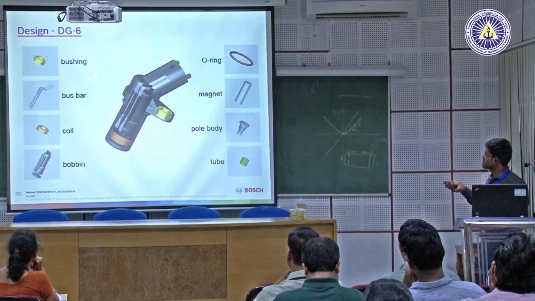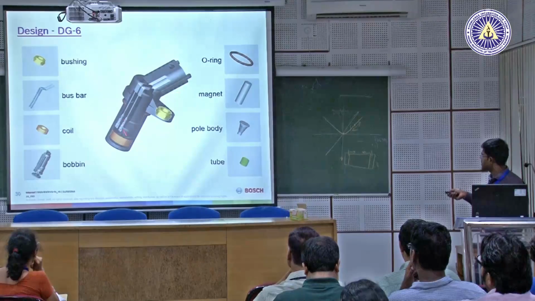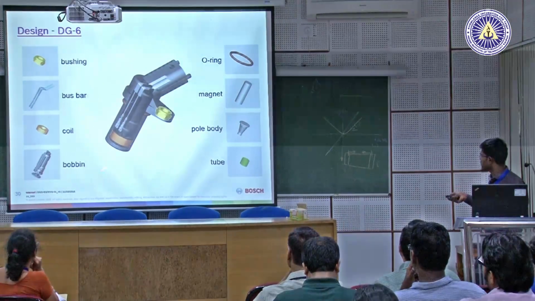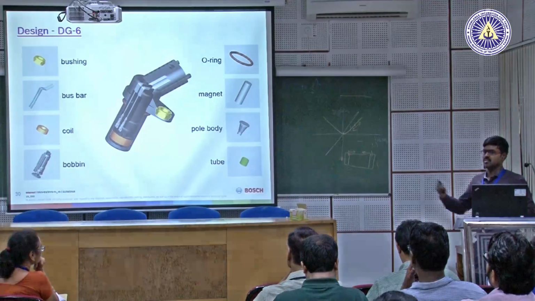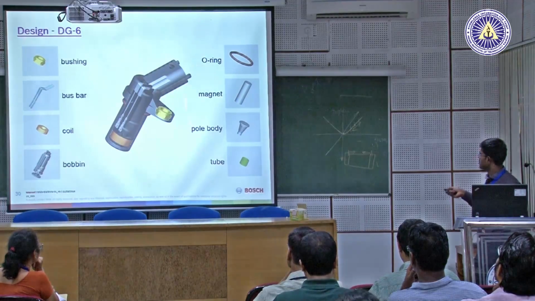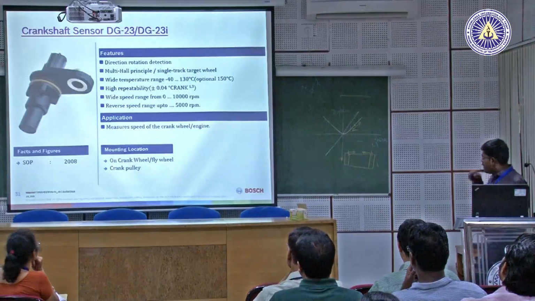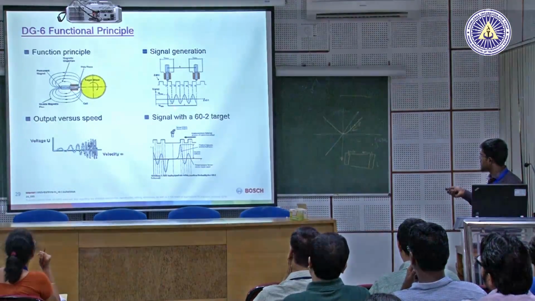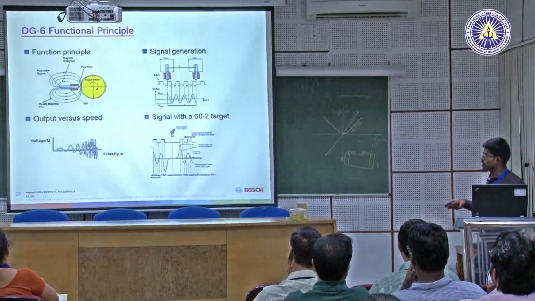So, this is the typical sensor design. There is a permanent magnet here, and there is a coil, and this is the bus bar, this is the pole body which enhances the magnetic flux lines towards the target wheel. These are all the child parts of the design. So, this one, you have seen that the output is in terms of analog voltage. So, this is an analog sensor.